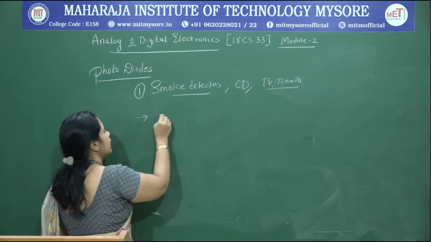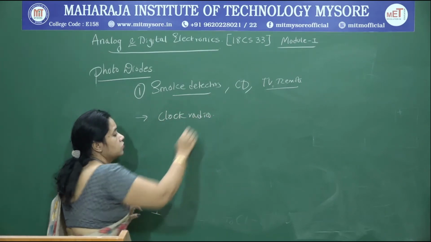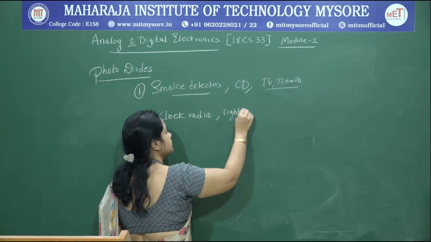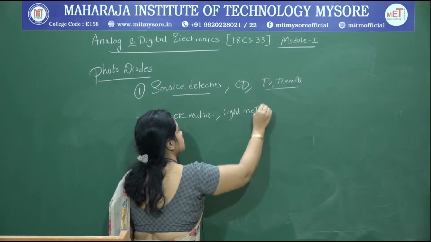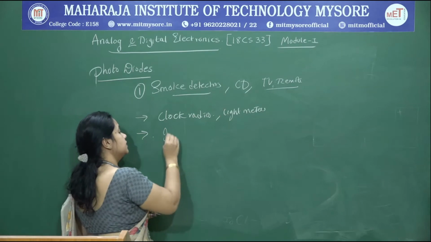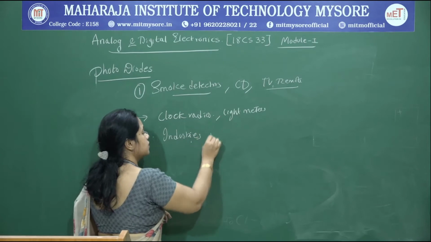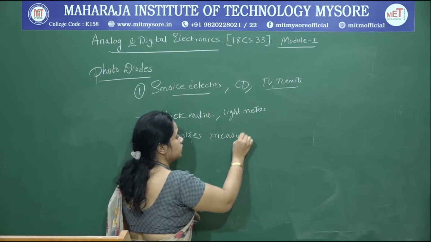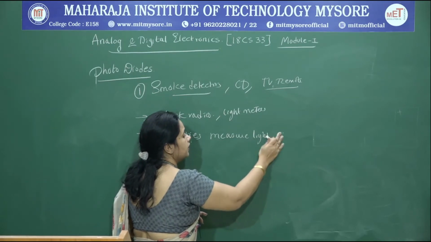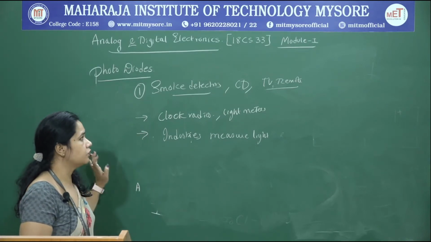And along with this you find it in clock radios. So, you are using it in clock radios and light meters. It is also used in industries to measure the light intensity. So, in industries to measure the light intensity, we make use of what are called photodiodes.